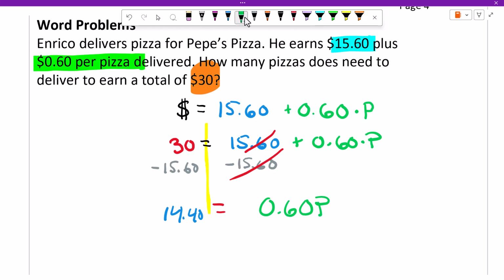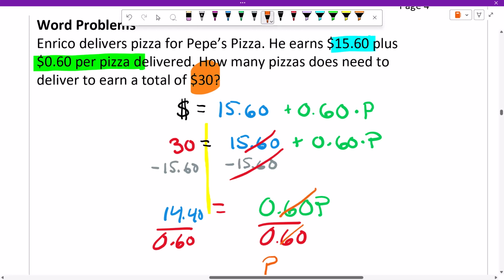Now, we go like this, we cover it up. How do we get rid of the 60 cents? Divide it. It's multiplying, so the opposite of multiplying is dividing. Divide by 60, divide by 60. Go this, and we have P equals, and grab a calculator for this.